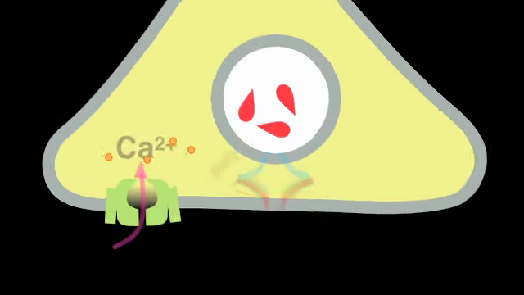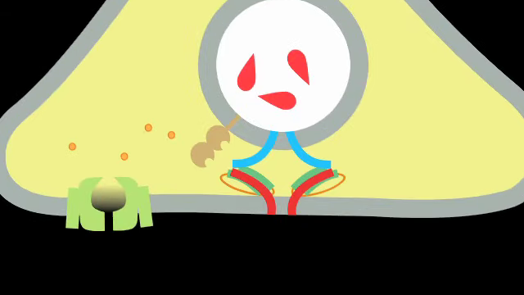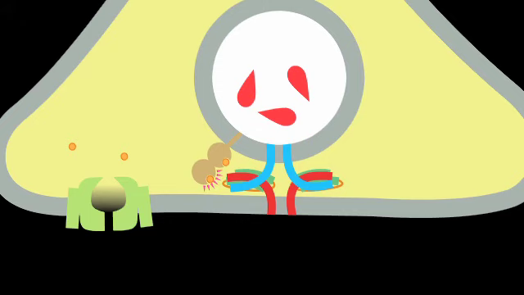At the active zone, synaptic vesicles are docked via the binding of v-SNAREs on the synaptic vesicle membrane with t-SNAREs on the presynaptic plasma membrane, which forms a partially assembled SNARE complex. Calcium ions bind with synaptotagmin located on the vesicle membrane. This binding triggers the full assembly of the SNARE complex.